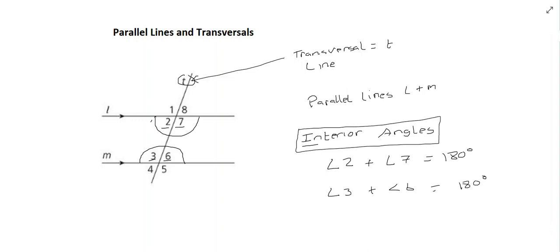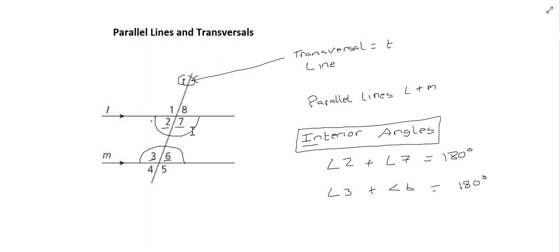So just to recap what we've said, a transversal is a line that cuts across two or more lines. So in this case, line T is a transversal. It's a transversal because it cuts across two other lines, in this case, line L and line M. The two parallel lines, L and M, are both crossed by a transversal T.